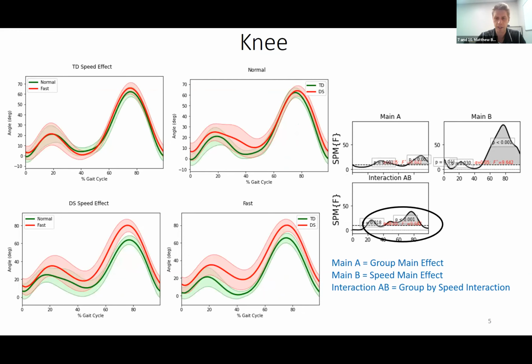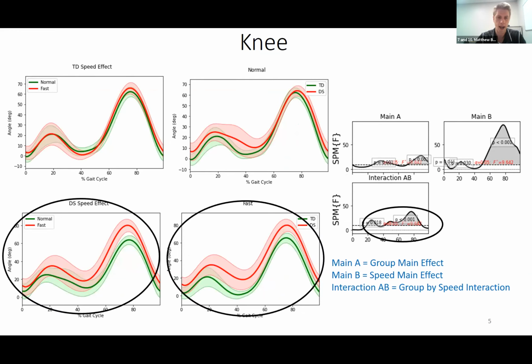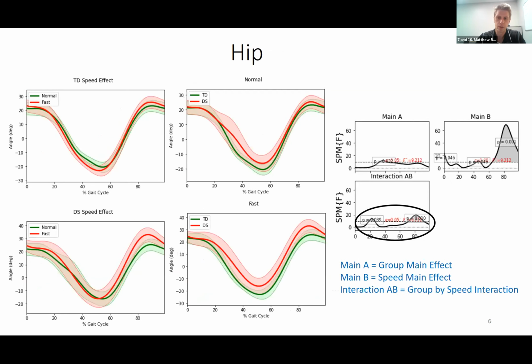We still see a group by speed interaction, and really throughout the gait cycle, children with Down syndrome walked with a greater flexed knee through stance and swing when walking faster, which led to a group difference there as well. For the hip, again, a group by speed interaction, where children with Down syndrome, once again, increased flexion of the hip early in stance and late in swing when walking faster than preferred.